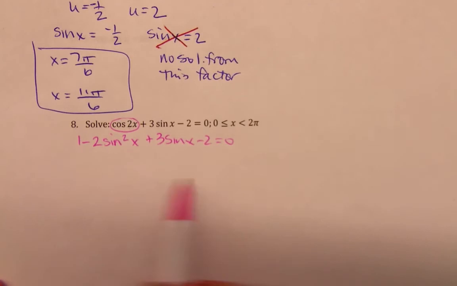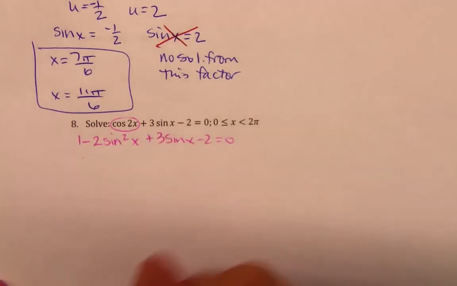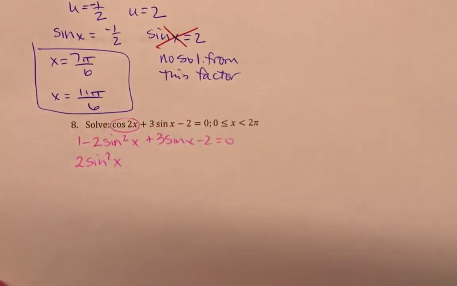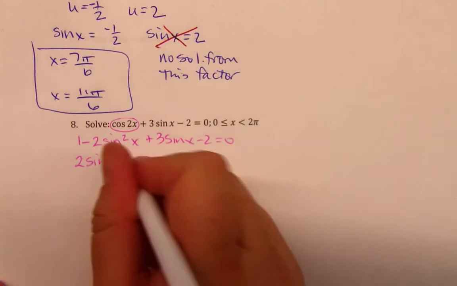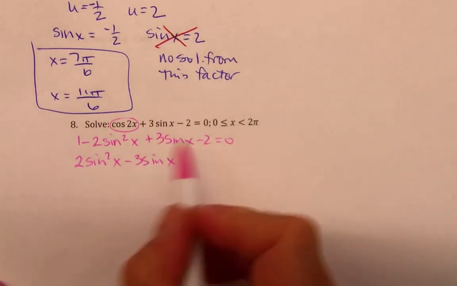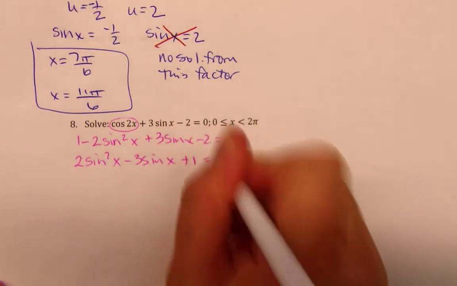And now we can reorder things, and I'm also going to divide by a negative again. So we'll get 2 sine squared x and then minus 3 sine x. And negative 2 and positive 1 is negative 1, but we divided by a negative, so plus 1 equals 0.